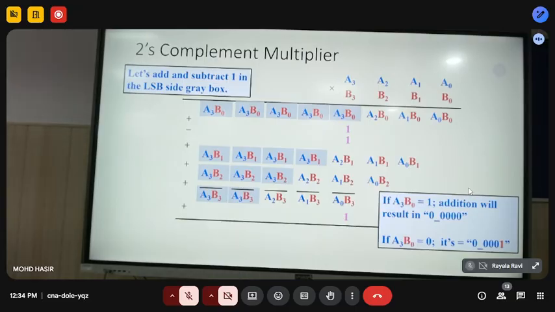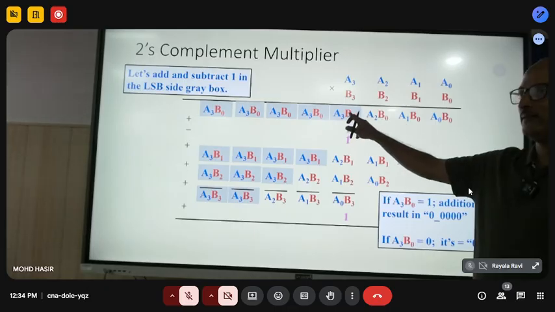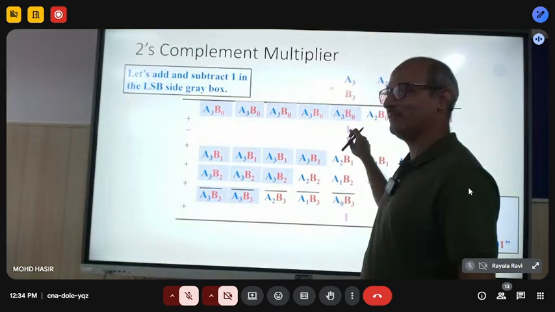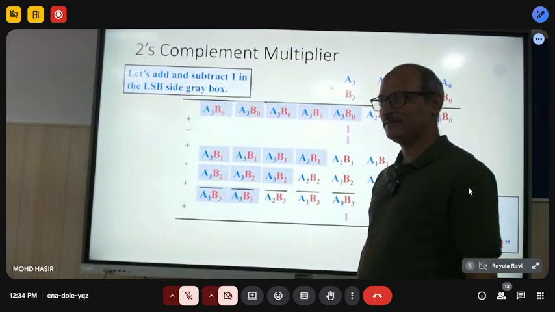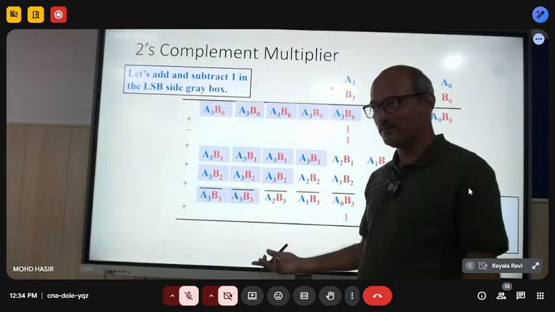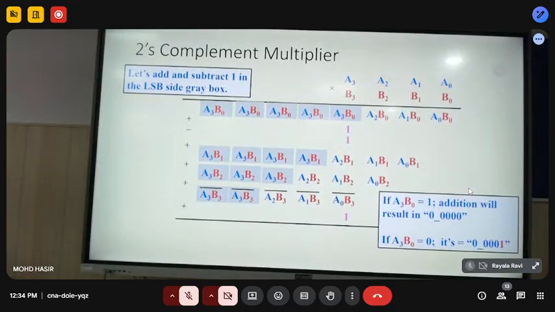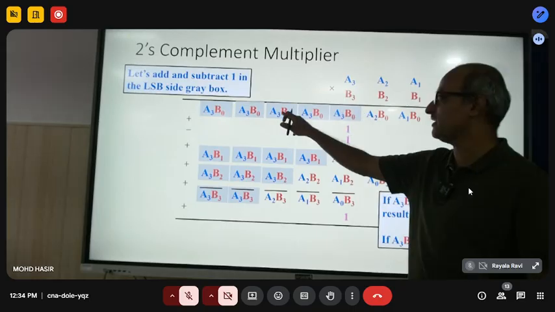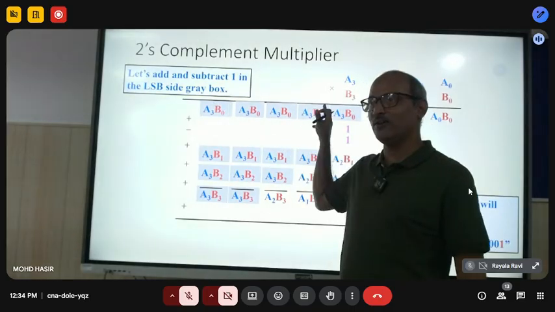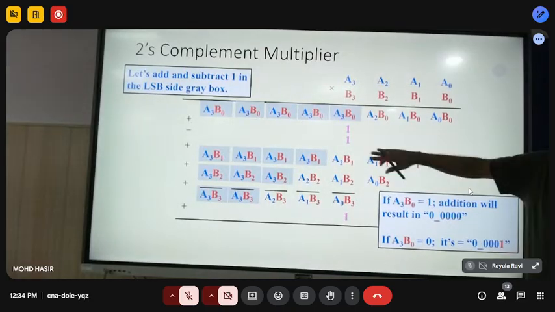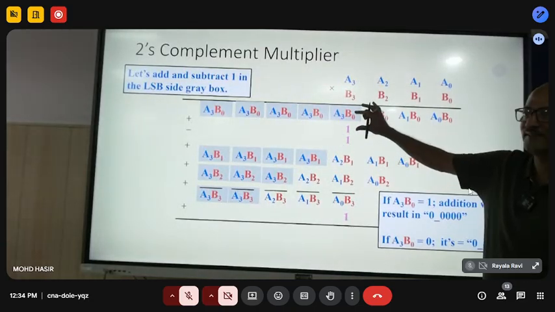A3B0. If it is 1, what will happen? A3B0 is equal to 1. So what are we doing here? 1, 1, 1, 1, and all 1 plus 1. What is the answer? 0. Carry is discarded. The answer will result into 0. Fine. If this bit is equal to 0, what is the extension here? All zeros. All zeros plus 1. What is the answer? 1. I am not considering this -1, only this much.